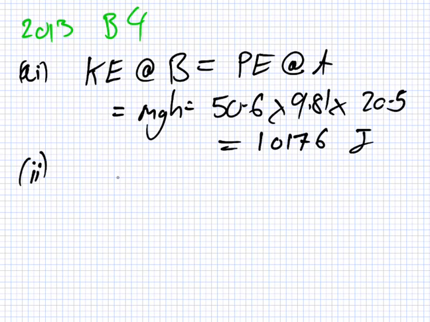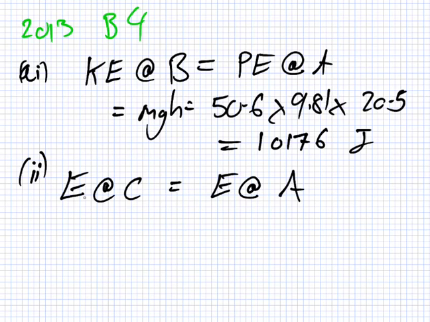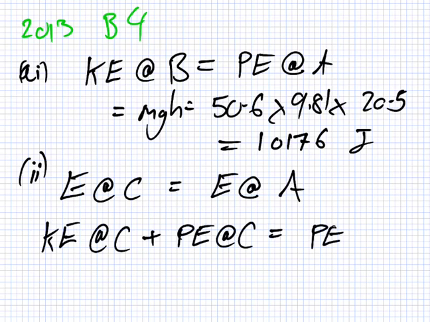What is the velocity of the boy at C? So, what you say is the energy at C equals the energy at A or at B. In fact, let's just go with A. So the energy at C is kinetic energy at C plus potential energy at C equals potential energy at A. Or, as you said, Tanish, kinetic energy at B is fine also.